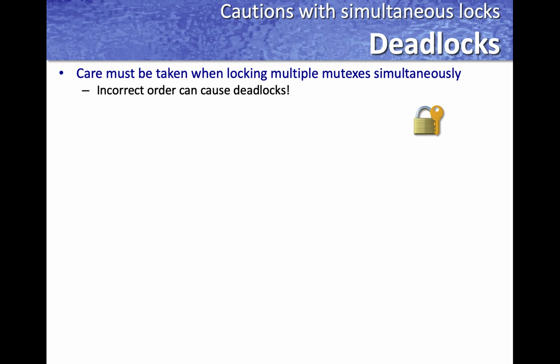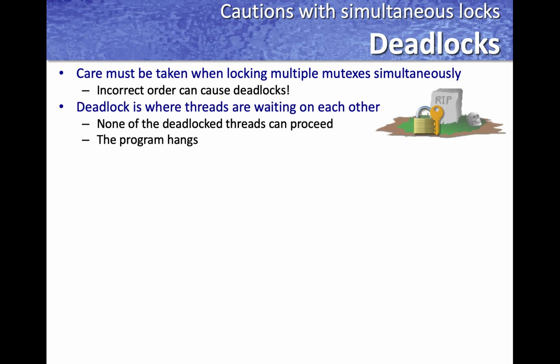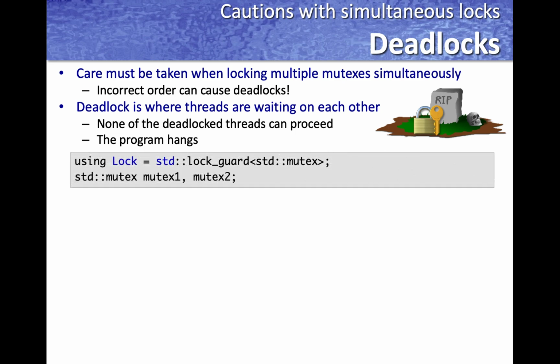Incorrect order of locking can cause what's known as deadlocks, which will result in starvation. That means no thread will be able to operate and no effective work will be done. So that's what a deadlock is, where threads are essentially waiting on each other. No thread is able to release a lock, and all of the threads are unable to proceed, and the program essentially will hang. So let's look at a simplified example of how that works.